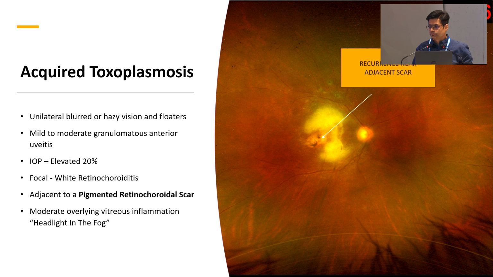It can also be present in the form of a healed lesion, that is the pigmented lesion that you see in the center, and a surrounding area of retinitis that is there when there is a reactivation.